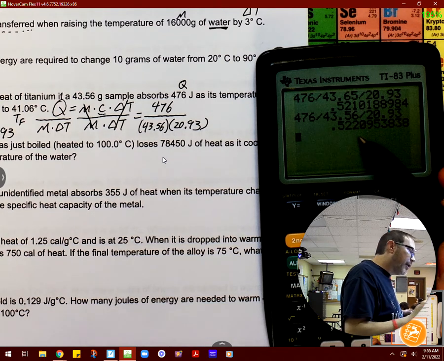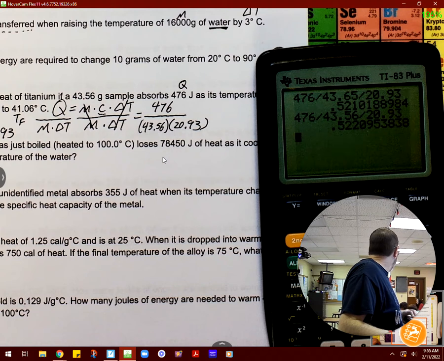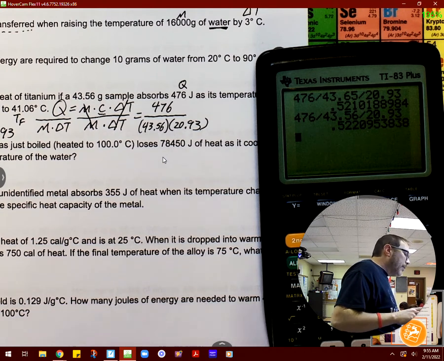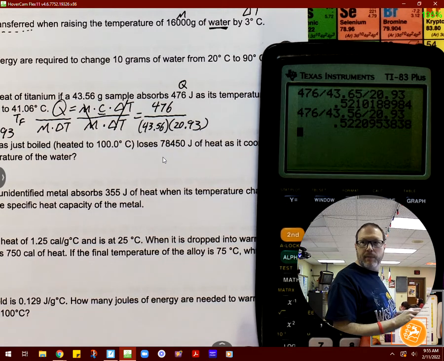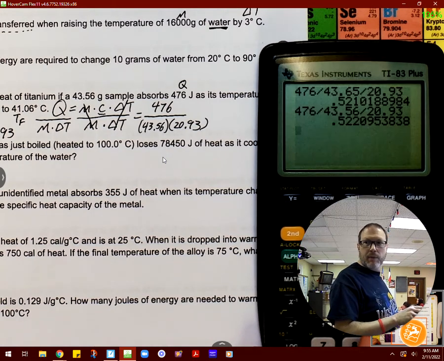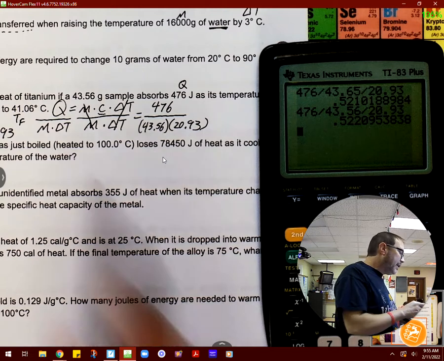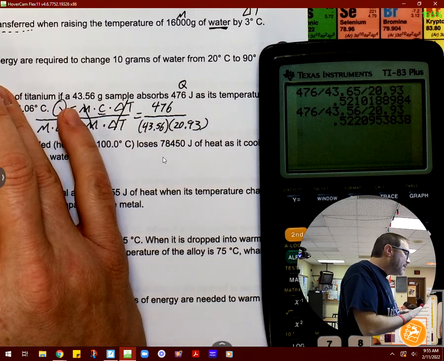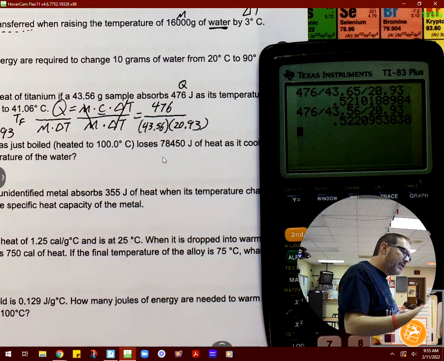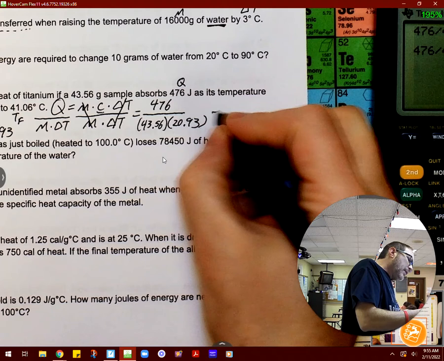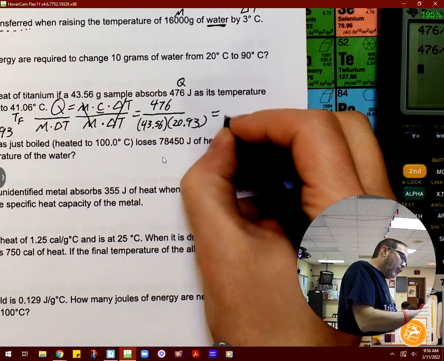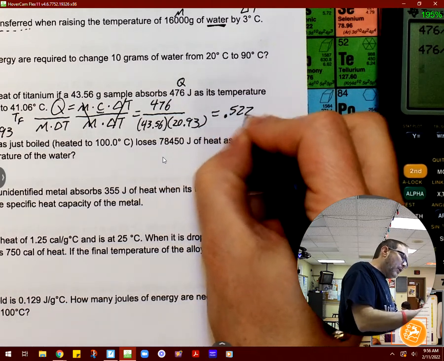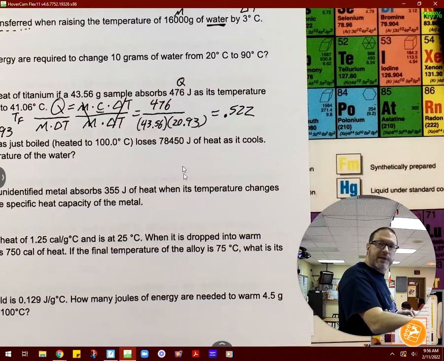So what do you think we ought to round that to? 0.52. I can't really see. Okay. Yeah, 0.5. Looking at the other values of specific heat, they all go out to 3 decimal places, so I'm going to go ahead and make it 0.522, just because. So 0.522. Now, what are my units for specific heat?